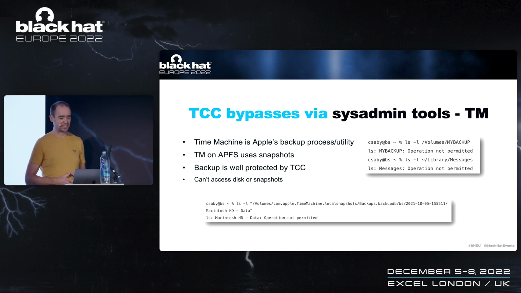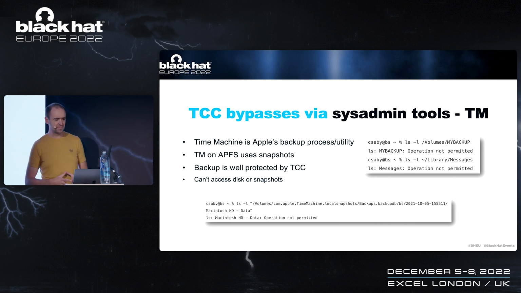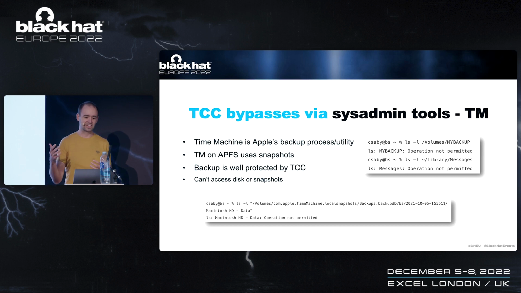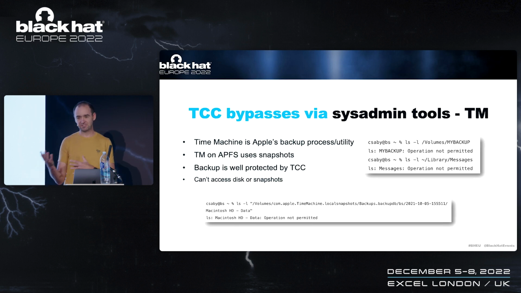The next one is Time Machine. Time Machine is Apple's backup utility. If we back up to an APFS disk, it will use snapshots to make the backup. Now, by default, it seems to be very well protected by TCC. So if we try to list our backup volume in the hope that we will find private files there, it will not be permitted. If we try to list the snapshots of that backup, it will not be permitted.